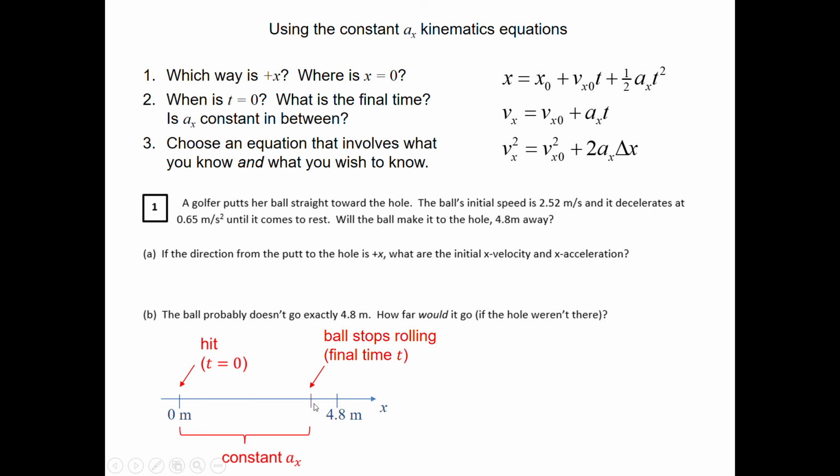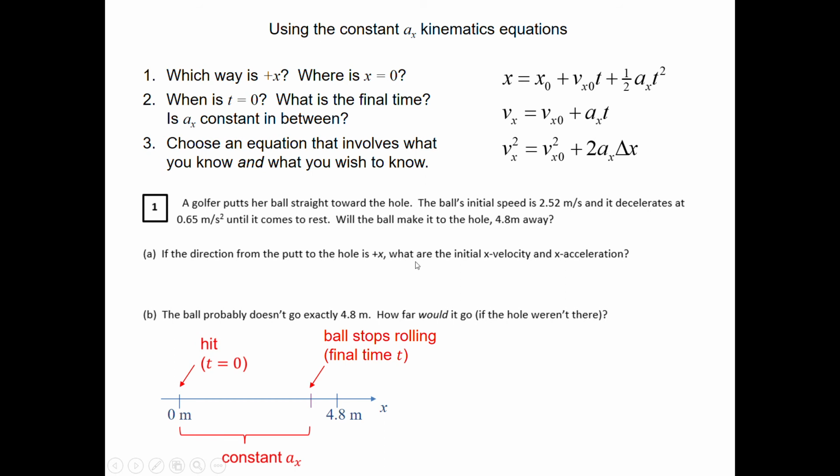We're just going to ignore where the hole is. Where it stops rolling might have been before it reached the hole at 4.8 meters. It might have also been after it reached the hole. And if it's after it reaches the hole, we would know it falls in the hole and it made it. The important thing for us is that it has constant deceleration in this period until it comes to rest. So we're just going to pretend the hole isn't there and find out how far it rolls before coming to rest. And that rest point is going to define the later time t. Okay, so it certainly has constant acceleration.